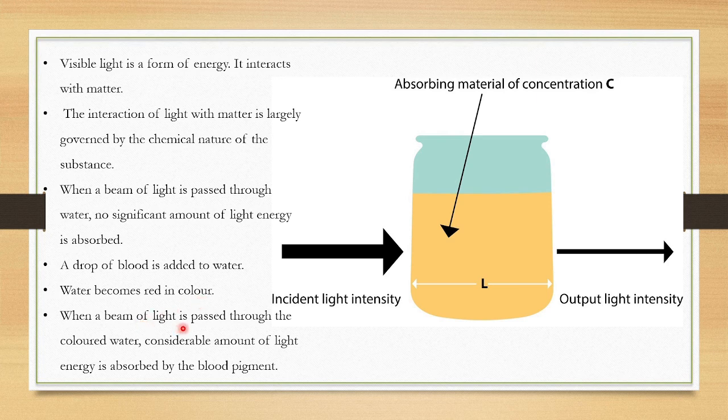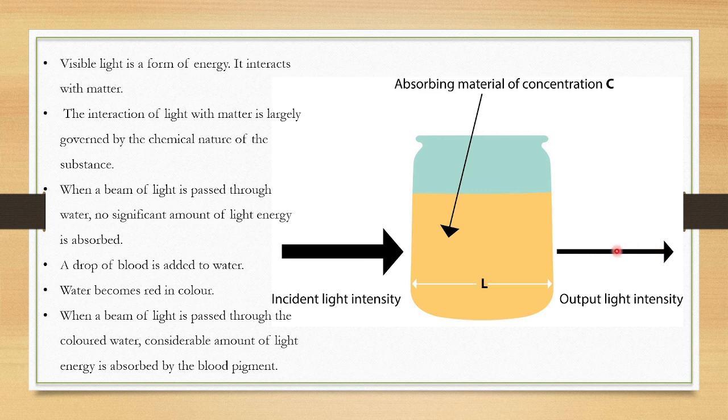When a beam of light is passed through the colored water, for example this one, a considerable amount of light energy is absorbed by the blood pigment. So this is the incident light intensity. You can see the thickness here. So this is the solution with the absorbing materials and this is the distance length. When this beam of light passes through the solution, a considerable amount of light energy is absorbed and the output light intensity is very low.